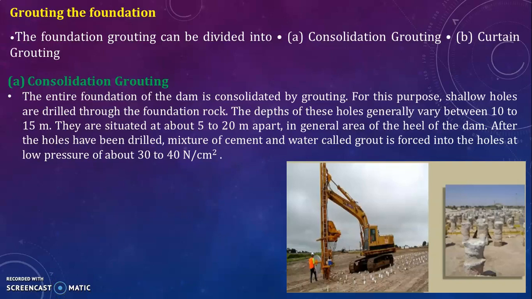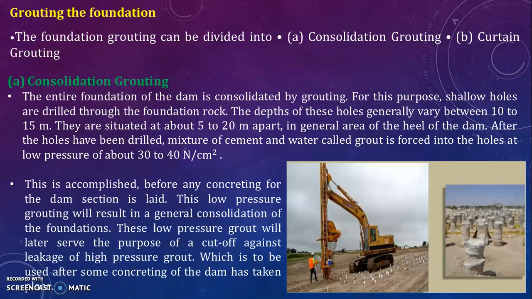After the holes have been drilled, a mixture of cement and water called grout is forced into the holes at a low pressure of about 30 to 40 Newton per centimeter square. This is accomplished before any concreting for the dam section is laid. This low pressure grouting will result in a general consolidation of the foundations. This low pressure grout will later serve the purpose of a cutoff against leakage of high pressure grout, which is to be used after some concreting of the dam has taken place.